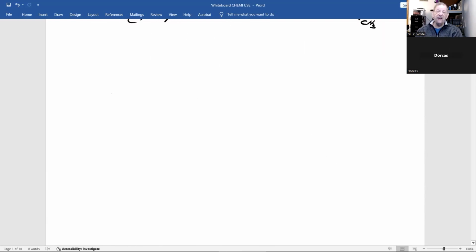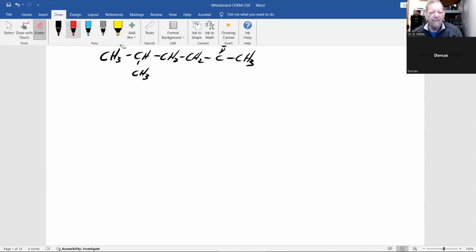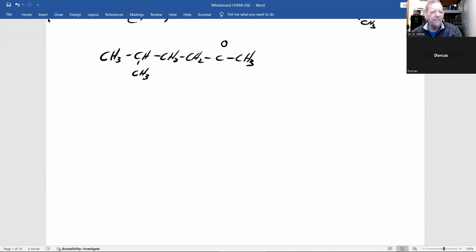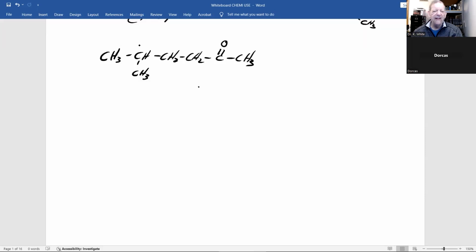Hopefully you've been keeping up with the practice problems, but let's do one. Give the IUPAC name for this molecule. And how do you do that?